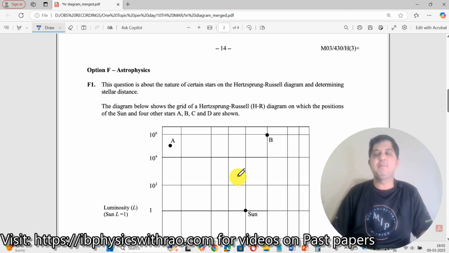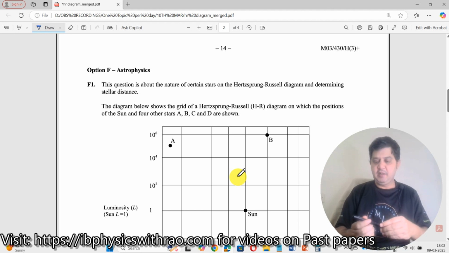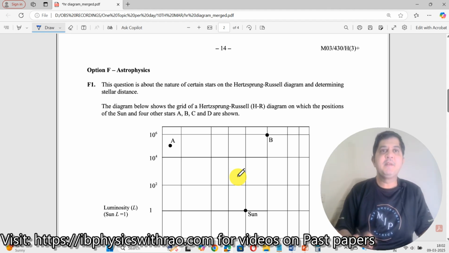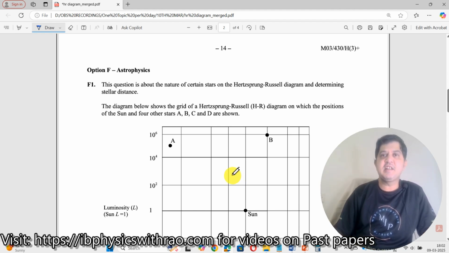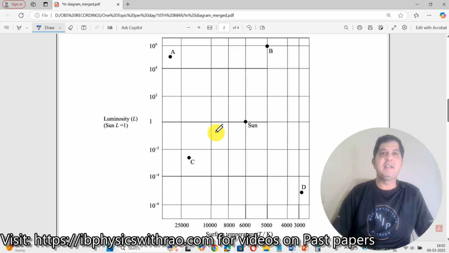So to understand more about it, there is already a theory which has been uploaded. You can look into it. Okay, now let us begin with this. The diagram shows the grid of a HR diagram on which the positions of the sun and the other four stars A, B, C, D are shown. Before I continue, this question is taken from the 2003 March paper HL. It's in paper 3.